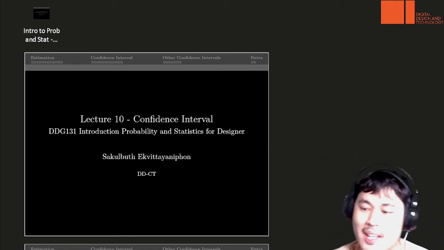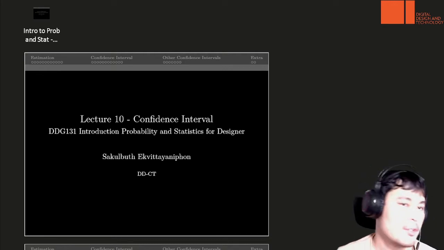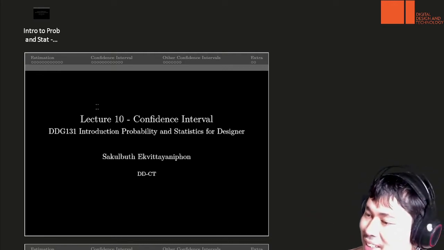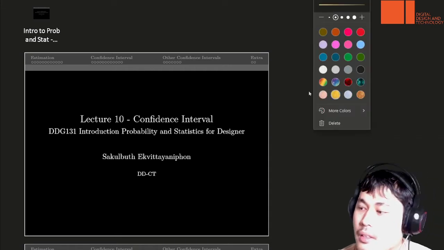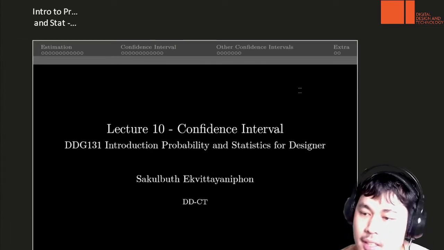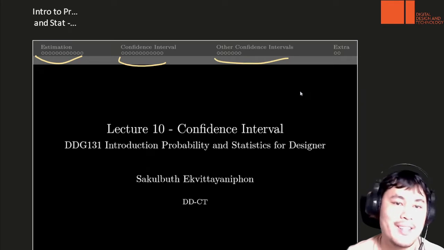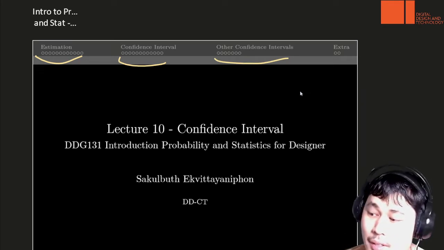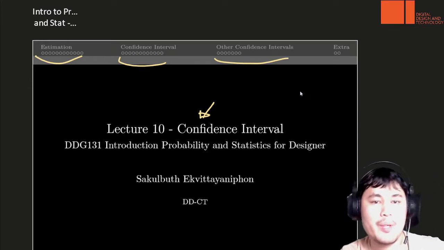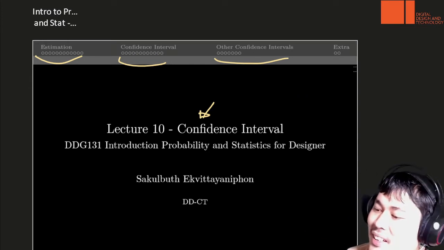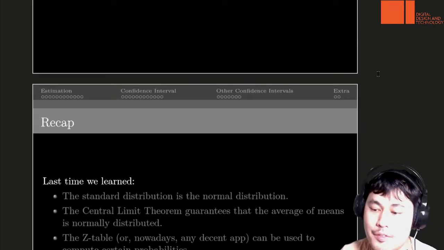Today we are studying lecture 10 about confidence intervals. So let's just get into it. There are three sections here, as you can see on top of the lecture note: the estimation, confidence interval, and other confidence intervals. So this is the main topic about the confidence interval. But before we can understand what it means and why we need it, we need to talk about estimation first.